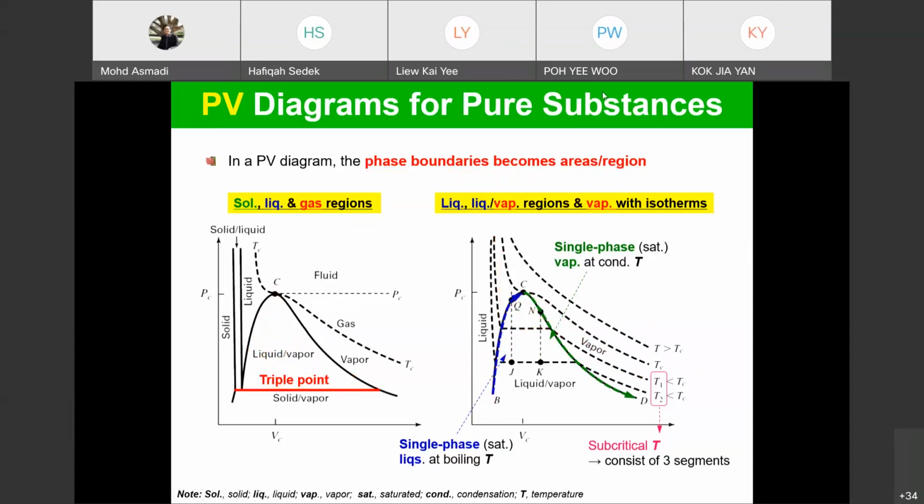If you look here, actually this one is T over TC, this is TC, because this is the line for the critical point. Okay, this one is T below TC, because here is TC. Okay, this one is more than TC.